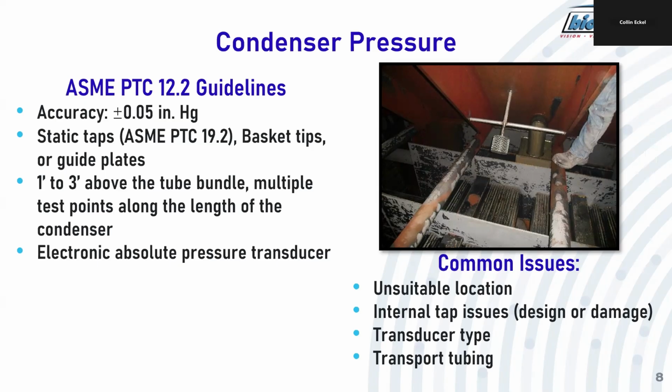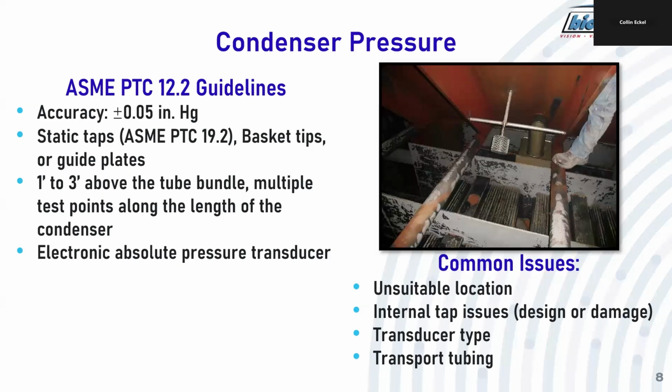Turbine outlet measurements are unacceptable for condenser performance analysis. Absolute pressure transducers are the recommended style. Gauge pressure measurements introduce the additional potential error with the need to know the atmospheric pressure as well. The common issues that are found here is an unsuitable location that includes being too far from the tube bundle or near some sort of high energy input or drain into the condenser.